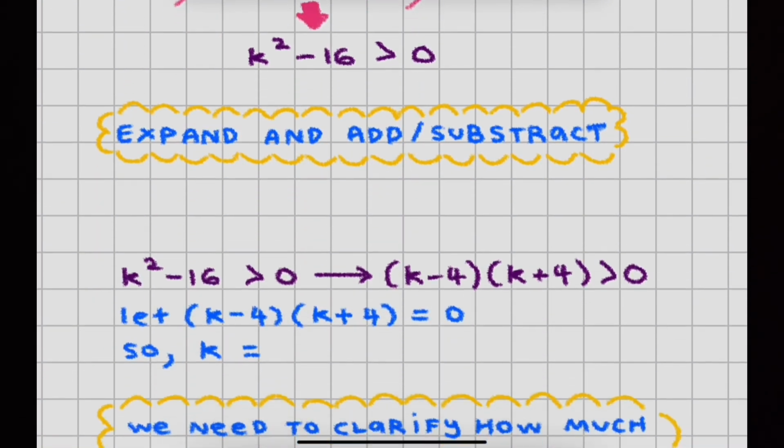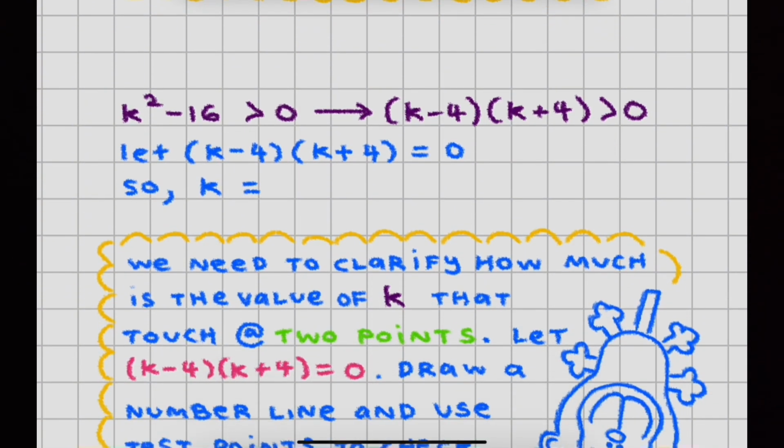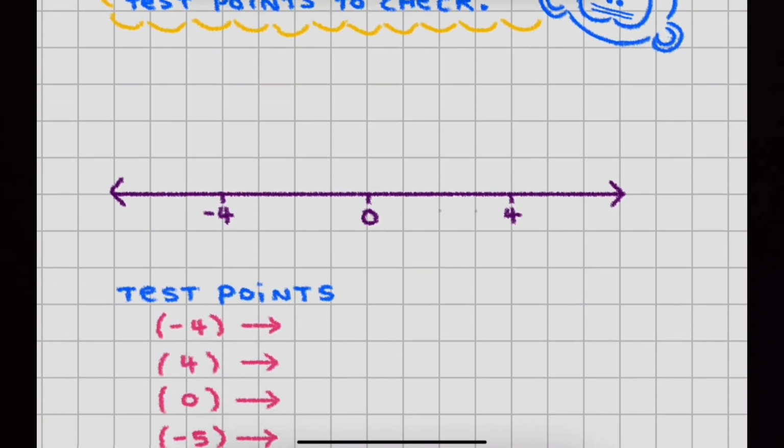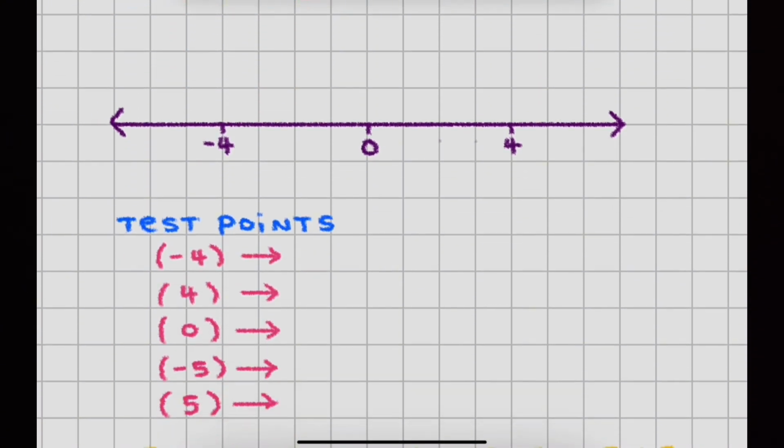So, k squared minus 16 is greater than 0 can be changed into k minus 4 times k plus 4 is greater than 0. So, we need to clarify the values of k that touch at 2 points. Let k minus 4 times k plus 4 equal 0. So, if that happens, k would be equal to 4 and negative 4. We'll also need to draw a number line and use test points to check. Here's our number line, and here's the list of test points to use.